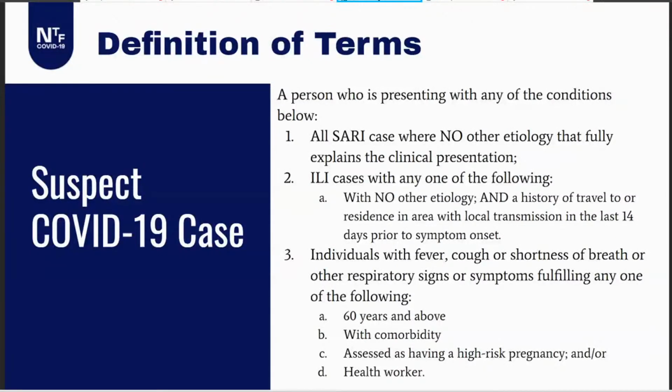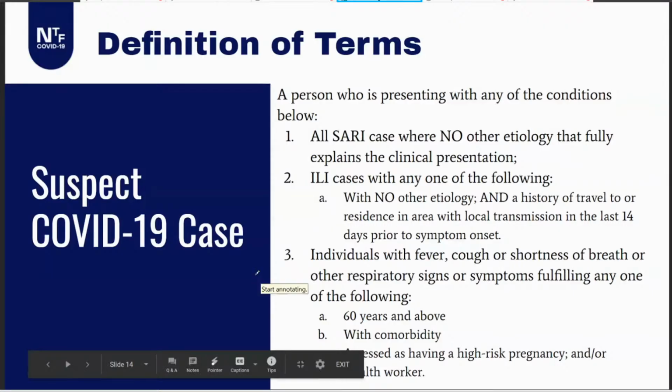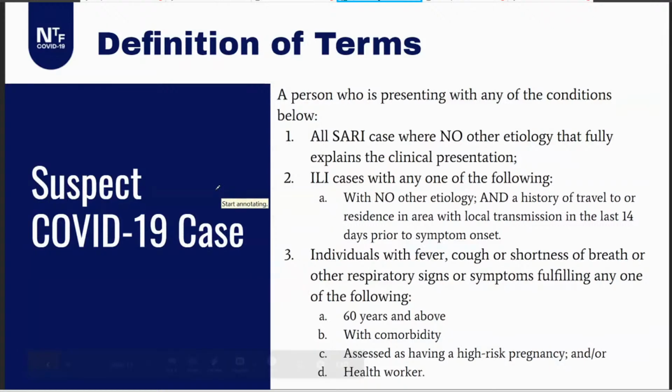So, pero hindi natin alam bakit siya may trangkaso. Or may history siya, may trangkaso, tapos may history ng travel, let's say sa NCR. Tapos, or may trangkaso siya, tapos dun siya nakatira sa area na may local transmission for the past 14 days prior na nagkaroon siya ng simptomas. So, yun yung one definition also of suspect COVID-19.